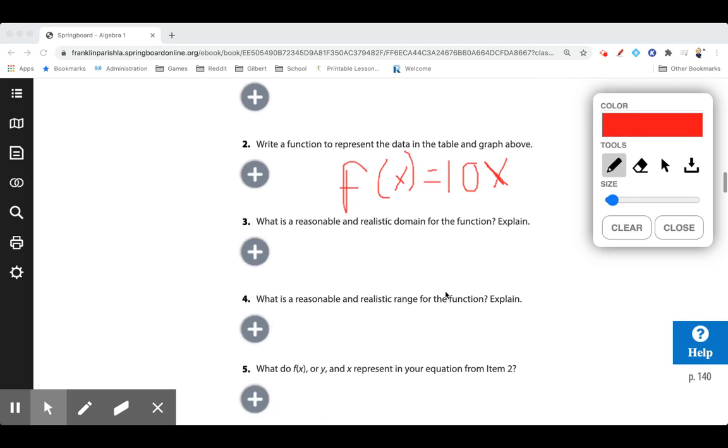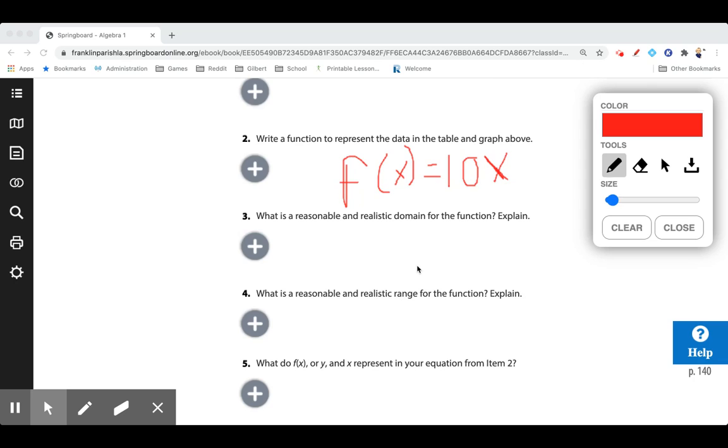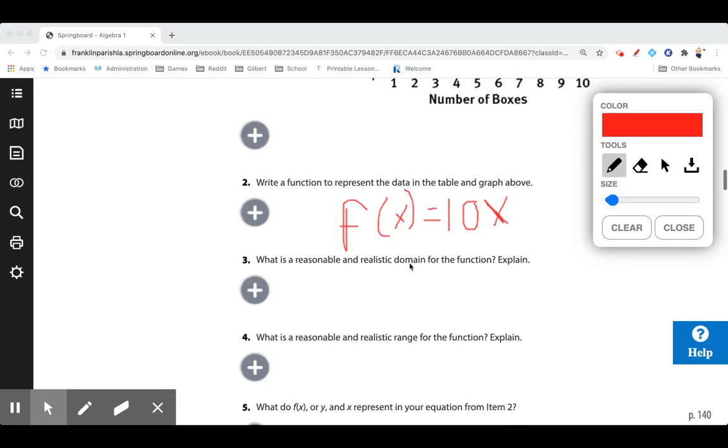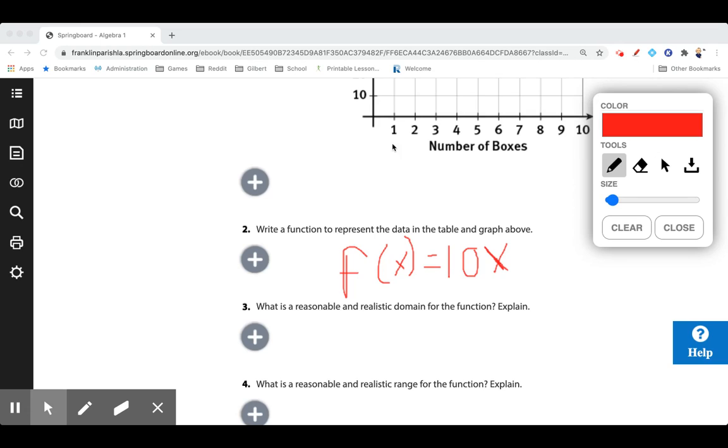All right, let's look at number 3. What is a reasonable and realistic domain of the function? Remember, domain is our x values, the number of boxes. We're not going to have negative, okay? There's not going to be a negative amount of boxes. So our domain is going to be more things like 1, 2, 3, 4, 5. So basically, the non-negative integers, okay, includes 0.